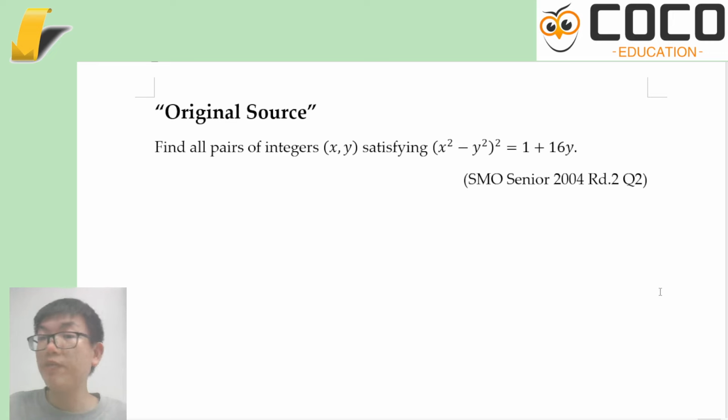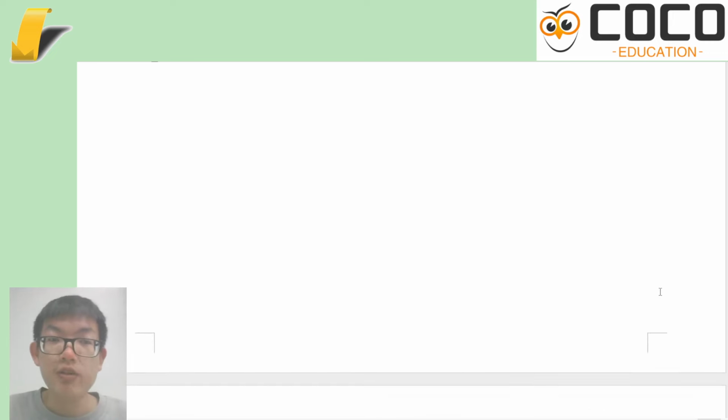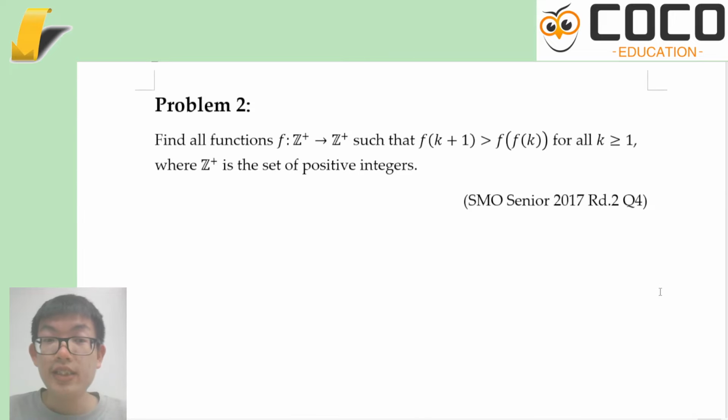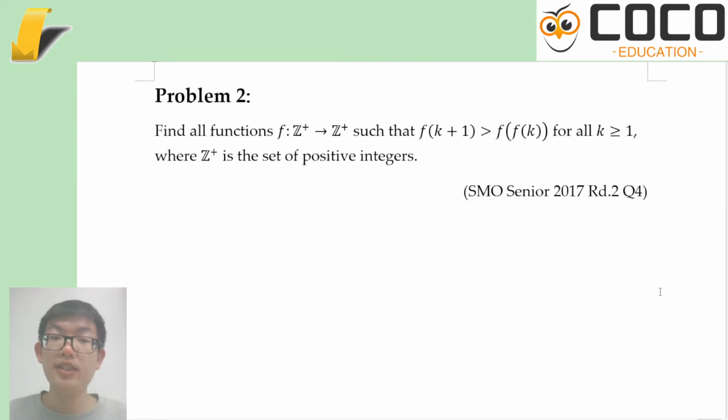Now I would say a bit more about this, but hold that thought as we now look at a more recent senior round 2 question. This is from 2017. It's a functional equation where we are asked to find all functions such that f of k plus 1 is greater than f of k for all k greater than or equal to 1.